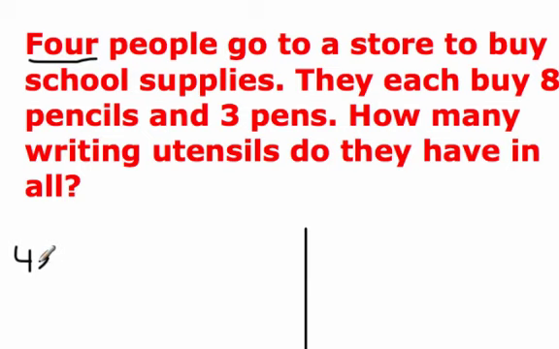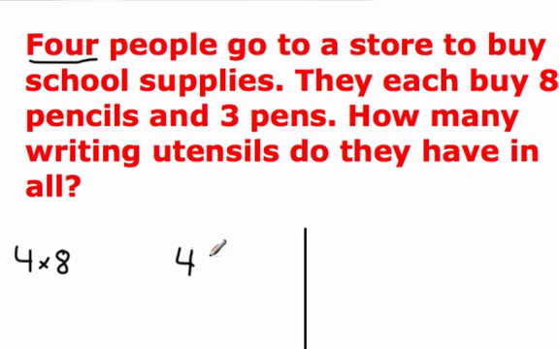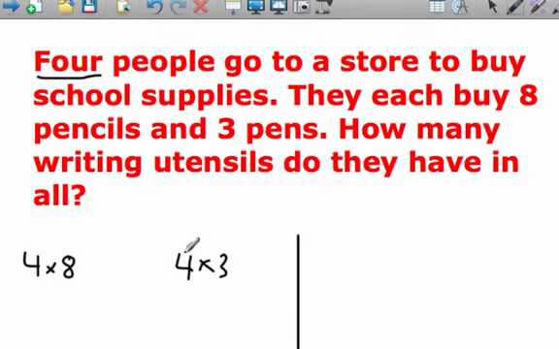4 people getting 8 pencils, that's 4 times 8. And then 4 times 3, because they're also getting 3 pens. And we're going to add these two values together when it's all said and done. So this will be our big expression here. So 4 times 8 is 12. And then we'll do 4 times 3 in just a second. I don't want to skip any steps.